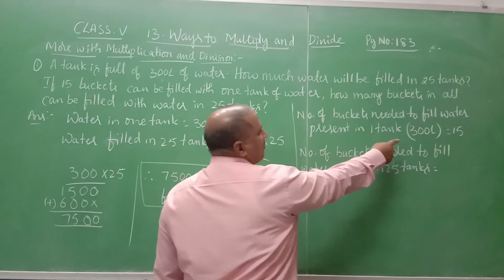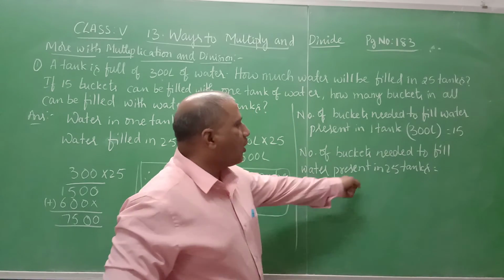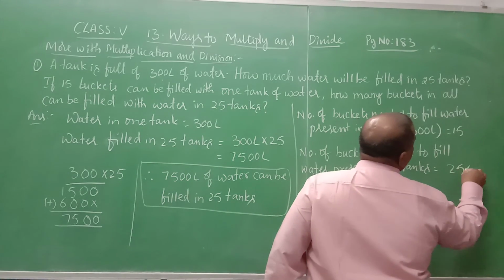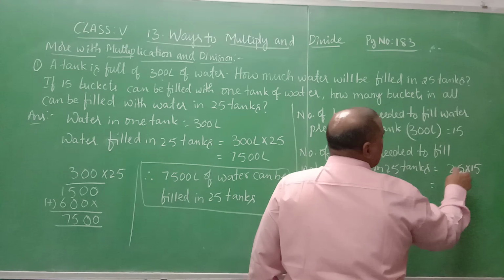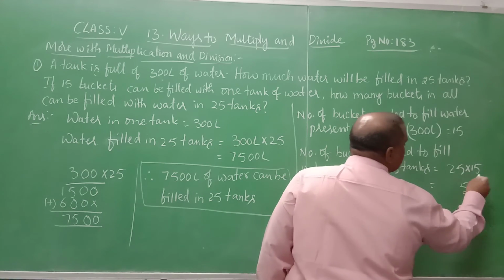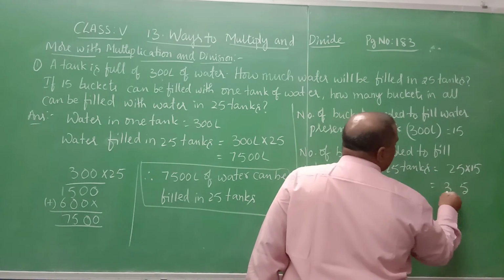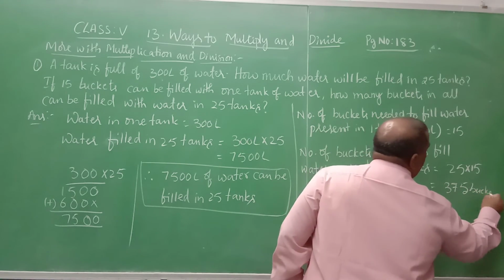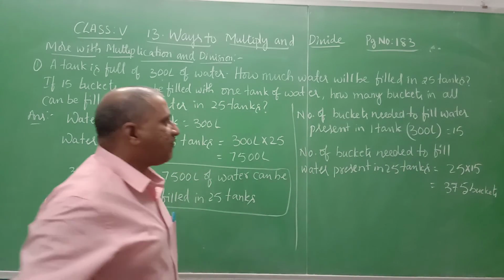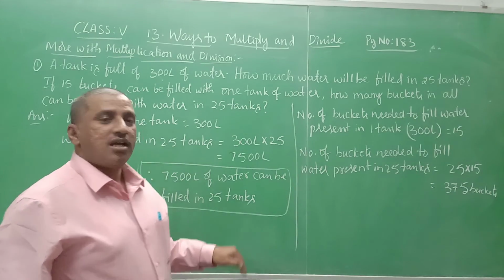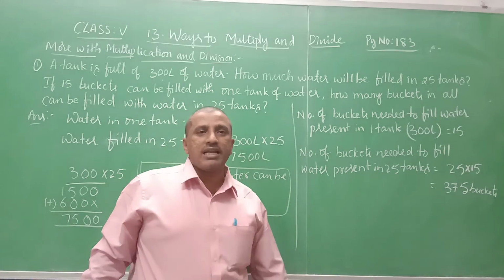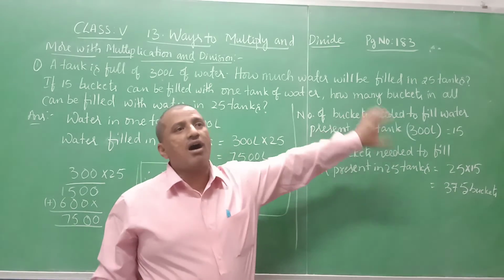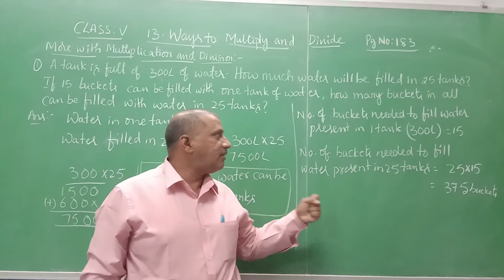The simple way is this. Now we know 15 buckets are required to fill one tank. To fill 25 tanks, how many do we require? What to do? Yes, we multiply 25 into 15. That is 15 5s are 75, 7 is there, 15 2s are 30 plus 7, 37. So 375 buckets are needed. 375 buckets are needed to fill the water which is present in 25 tanks. So here we can use the concept of multiplication or also you can use the concept of division.